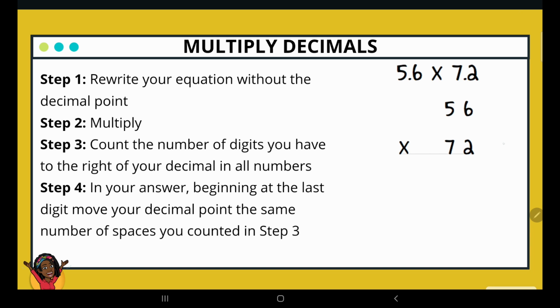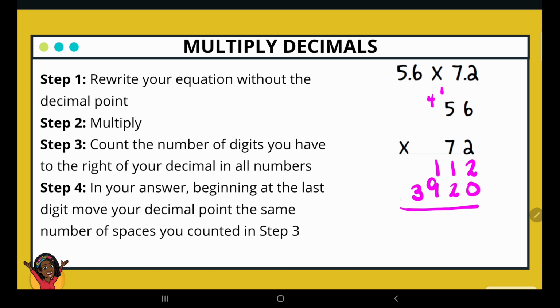So here our numbers have already been rewritten for us without the decimal point. So we're working with 5.6 times 7.2. So we're just going to use it as 56 and 72. So let's go ahead and multiply. 2 times 6 is 12. 2 times 5 is 10 plus 1 is 11. Then we have our 0 as a placeholder. 7 times 6 is 42. 7 times 5 is 35, plus 4 is 39.